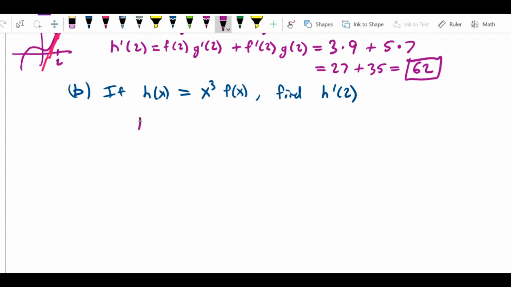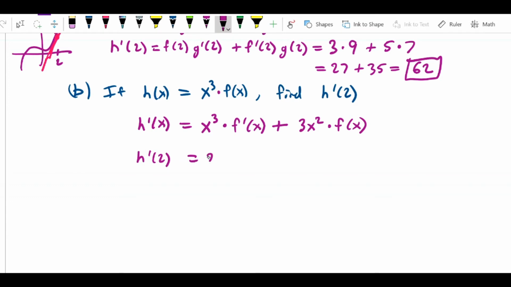So h prime of x is going to be, since this is actually just a product of those two functions, x cubed times the derivative of f of x plus the derivative of x cubed, which is 3x squared, and then times f of x. That's how the product rule applies to this expression. I made it a little complicated by putting the f in the position that's usually the second function, what we usually call g. I put it there because it doesn't really matter what we call each function, you just have to apply the rule correctly. So here we can now calculate h prime of 2.